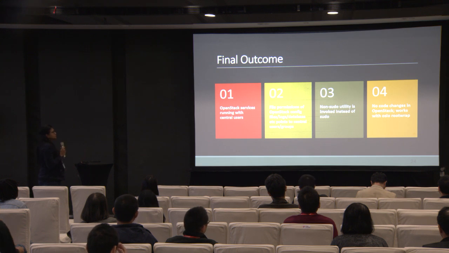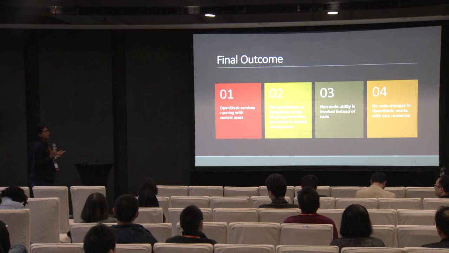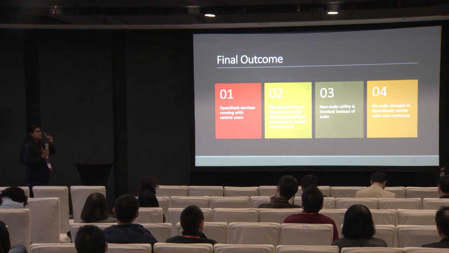So the final outcome is we could get OpenStack services running with central user. We also found that if you use local user, your file permissions are mapped to the local user, but if you configure it with a central access management server, your log files, your config files, everything actually gets mapped to the users which are in your central server.